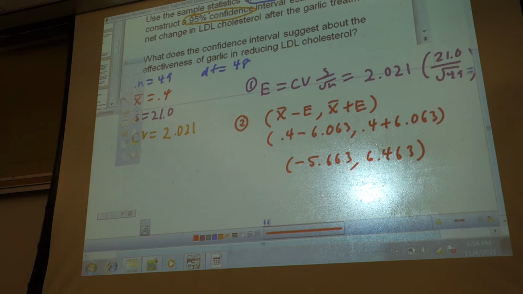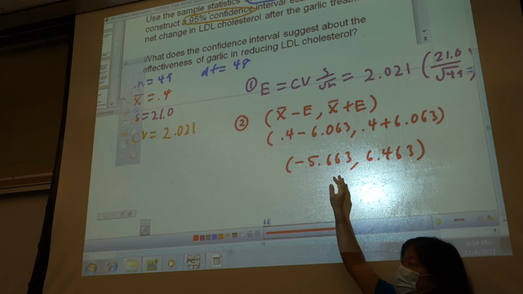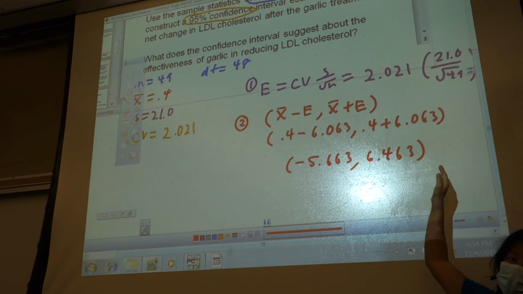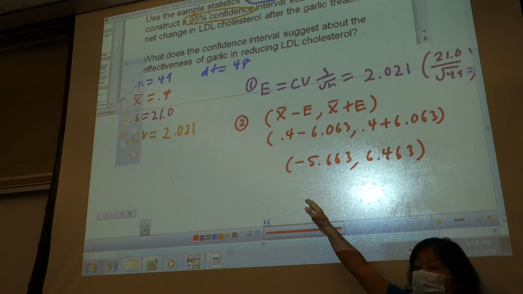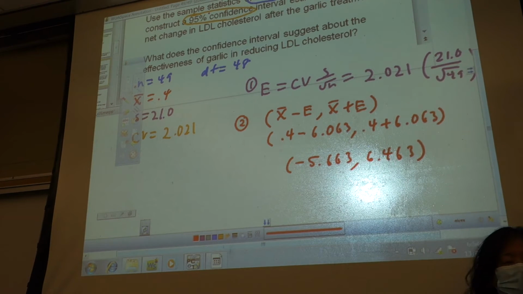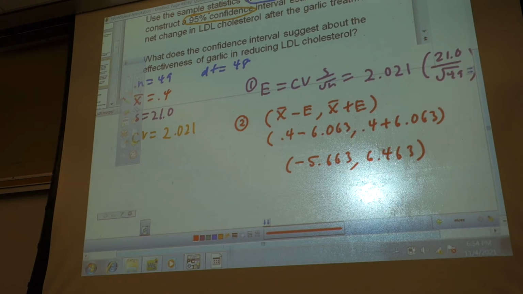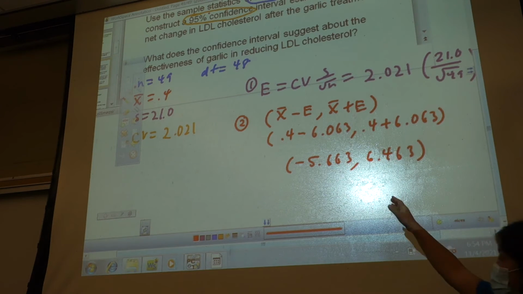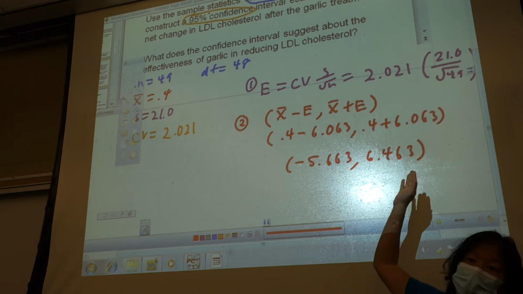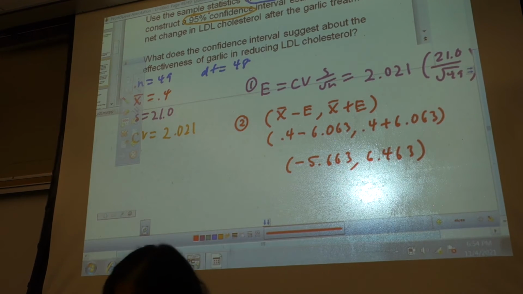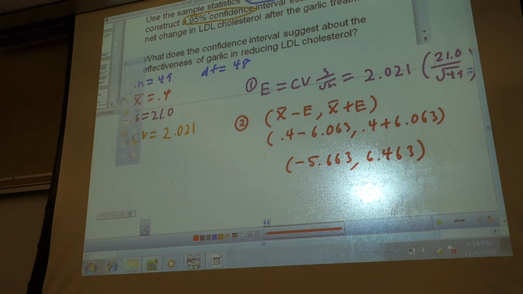Good? Do you understand why? Because the range is either negative something or positive something. It could be anywhere. It could have lowered your cholesterol, or it could have raised it. Now, what someone pointed out is if my entire confidence interval was negative to negative, then that'd be good evidence that it lowered it. Does that make sense for folks? But because 0 is included, it might have lowered it, or it might have raised it.